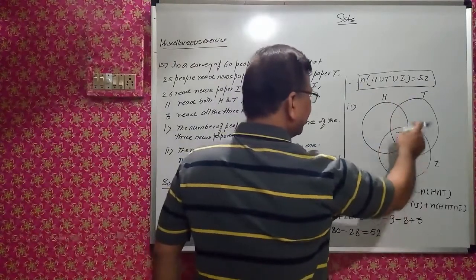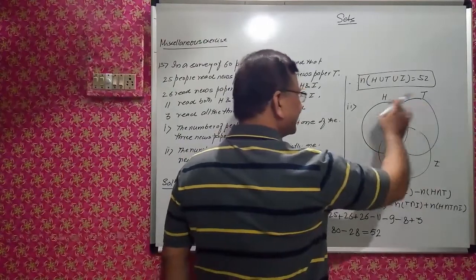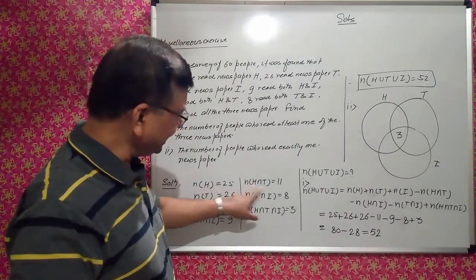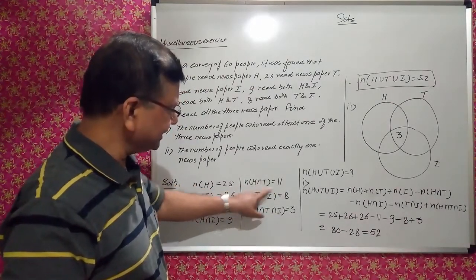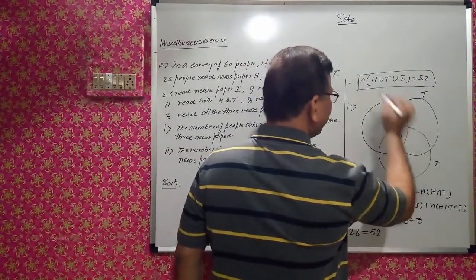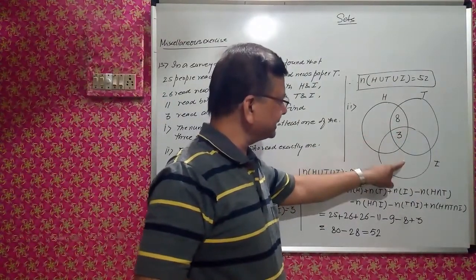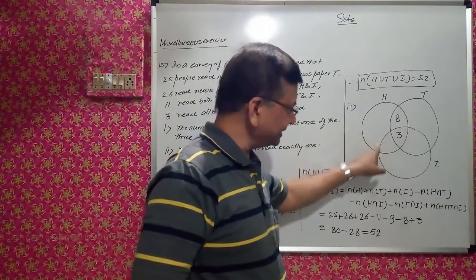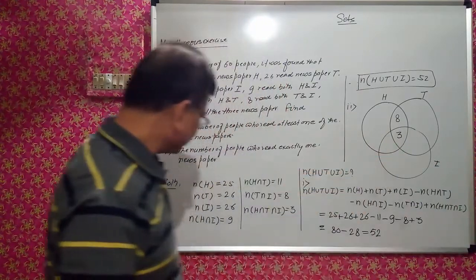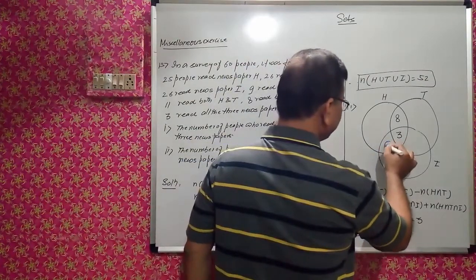In this area, those people are there who are reading H and T, that is H intersection T. How many are there? 11. So 11, 3 is already taken, so here it will be 8. Now, this area is H intersection I, that is 9. So 3 is already there, so it will be 6.